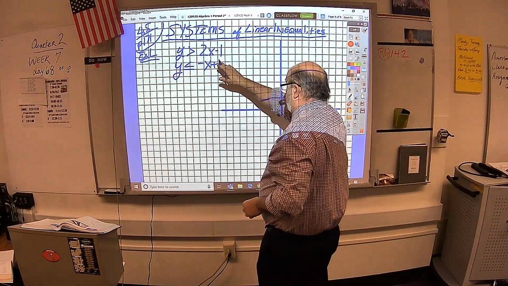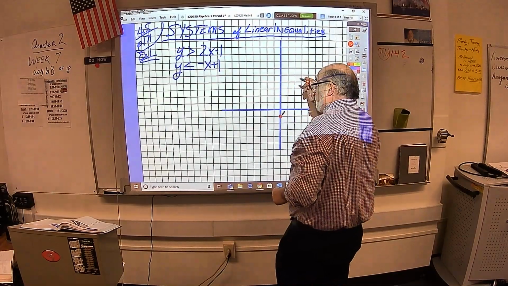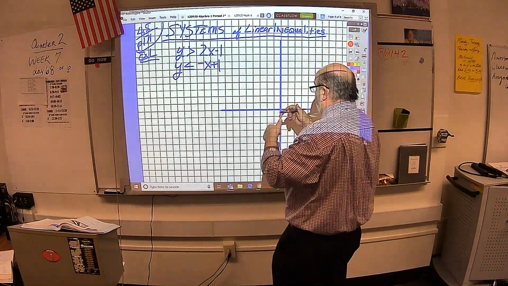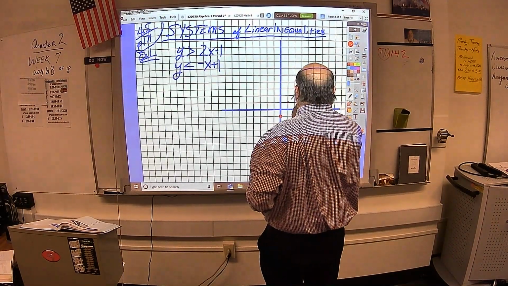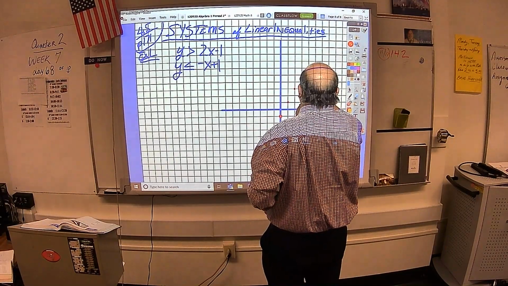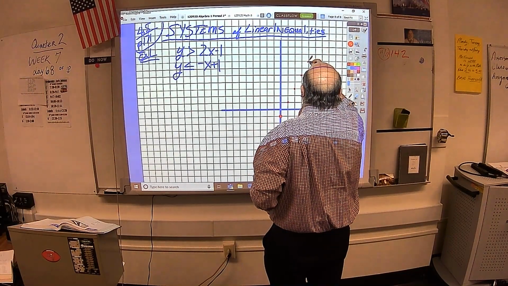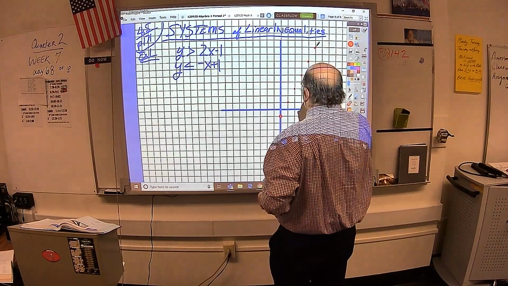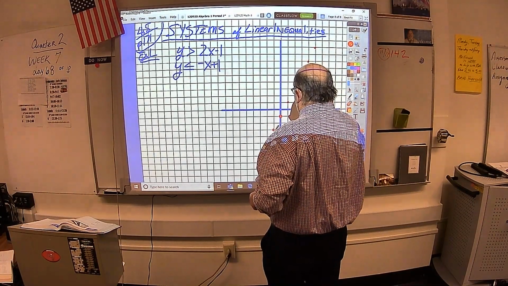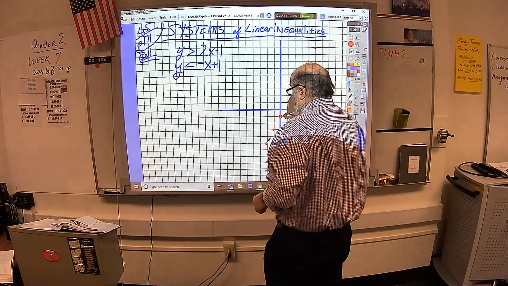But we know the slope of it is 2, so that's 2 over 1. It's up 2 and over 1. Up 2 over 1. Up 2 over 1. And just to be sure that we're going in the right direction, we're going to do that.